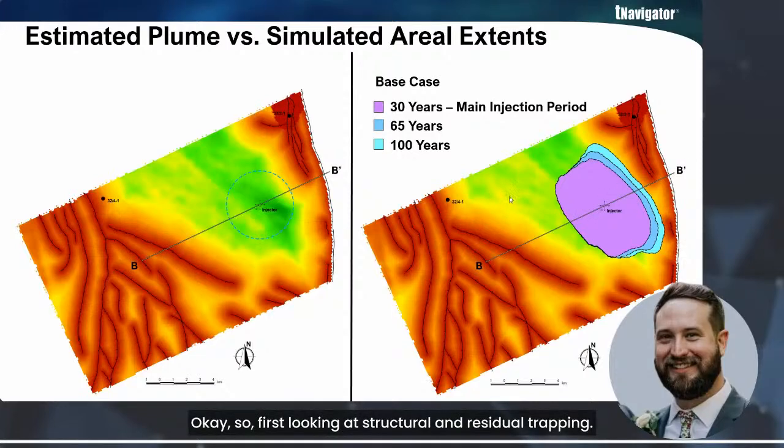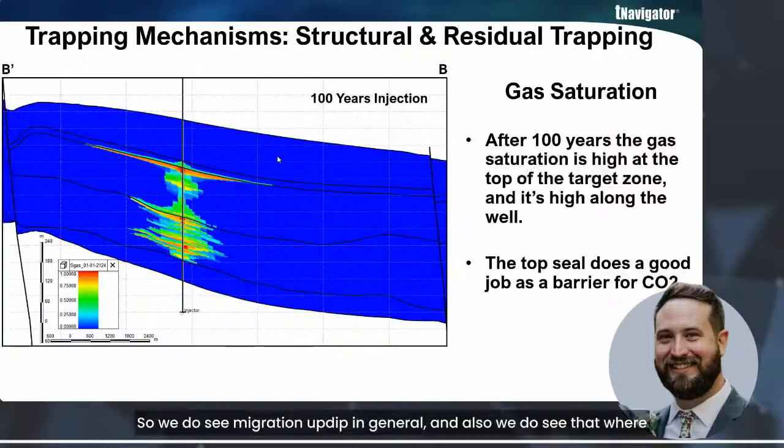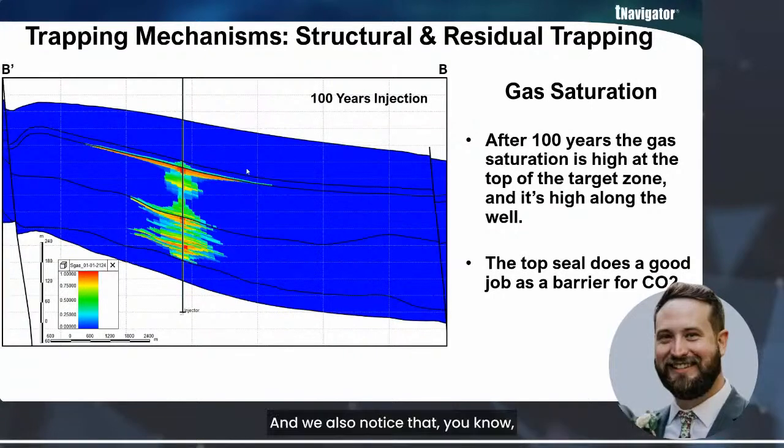Okay, so first looking at structural and residual trapping. We do see migration up dip in general, and also where we had that highest permeability and porosity layer at the top of the Sognefjord, that's where we see the most migration to begin with. So that's where the bulk of our plume is injected. Overall, the top seal does a good job of holding this plume in place. And we also notice that the remainder of the CO2 saturation is highest near the wellbore. That's an effect of just those capillary pressures holding that plume close to the wellbore.